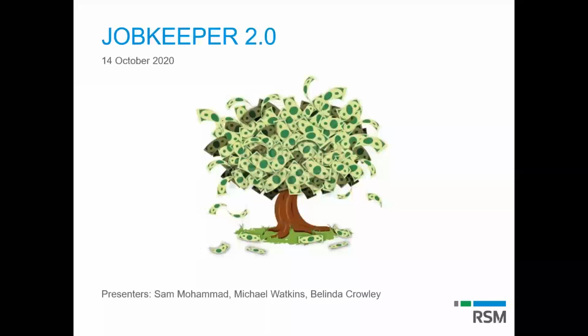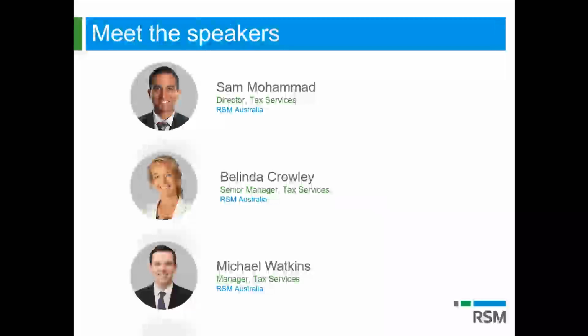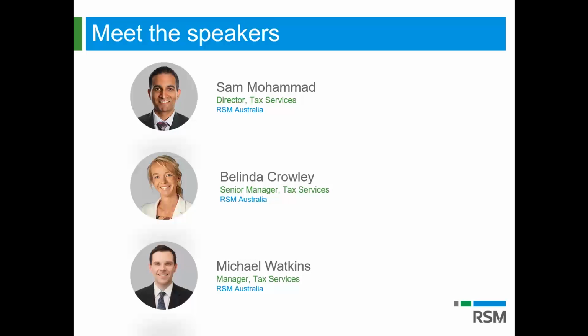There's probably no more than 2 degrees, potentially even 1 degree of separation between everyone on this call and knowing someone who's either an employer on JobKeeper or an employee who's also on JobKeeper. So with that as the context, it's fitting that we have such an interest in the scheme, and more particularly the JobKeeper extension, which most people know as JobKeeper 2.0, which will be the focus of today's session.